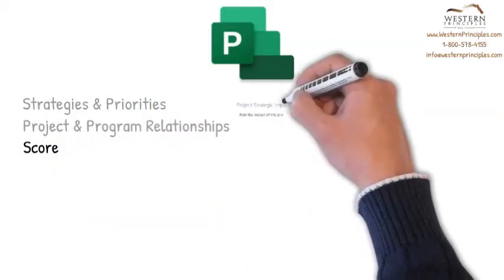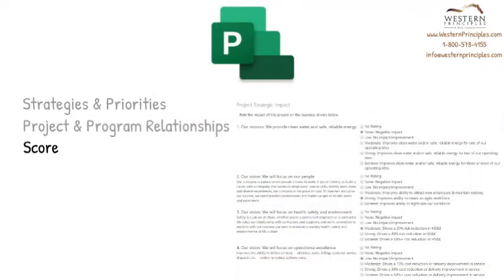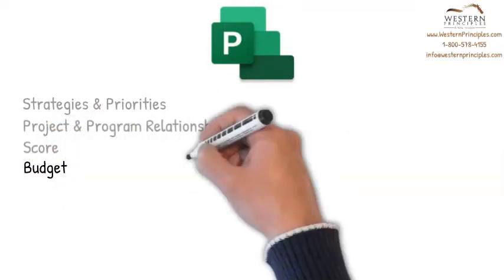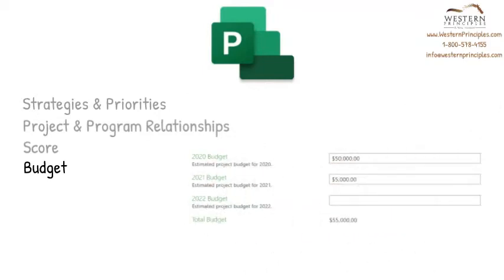Next, you'll create and score each project against the scorecard. Project automatically creates the scorecard for you, and it's easy to score each project using this interface. You'll also set a budget for each project. The budget can flow from the project itself or from a custom field in your estimate.